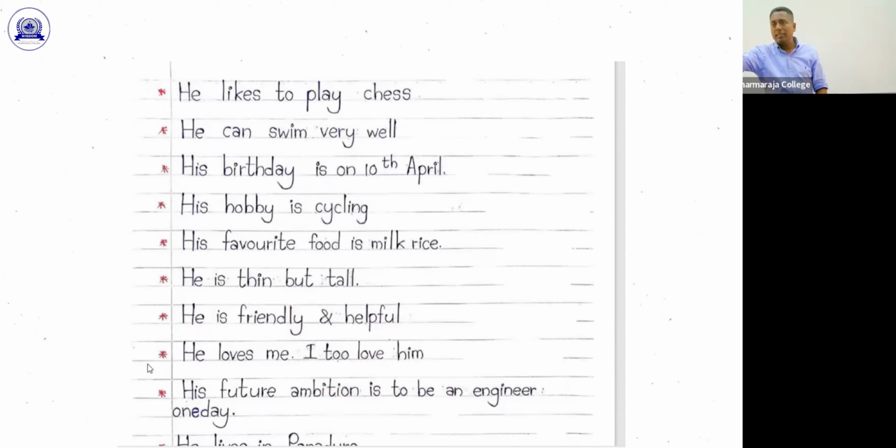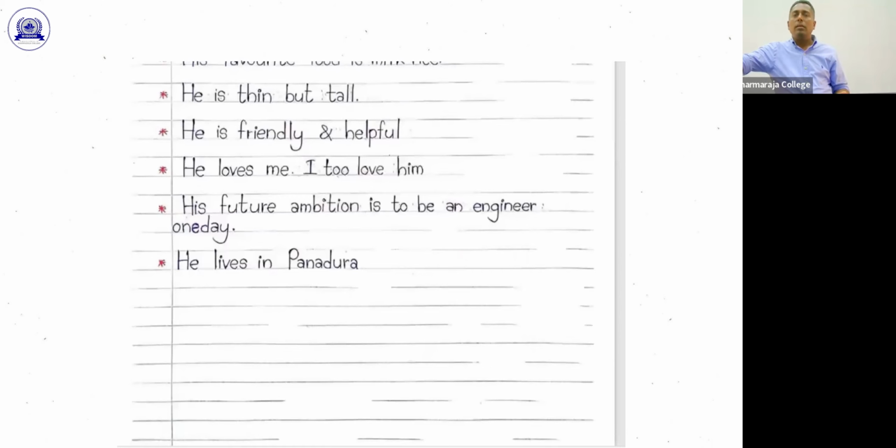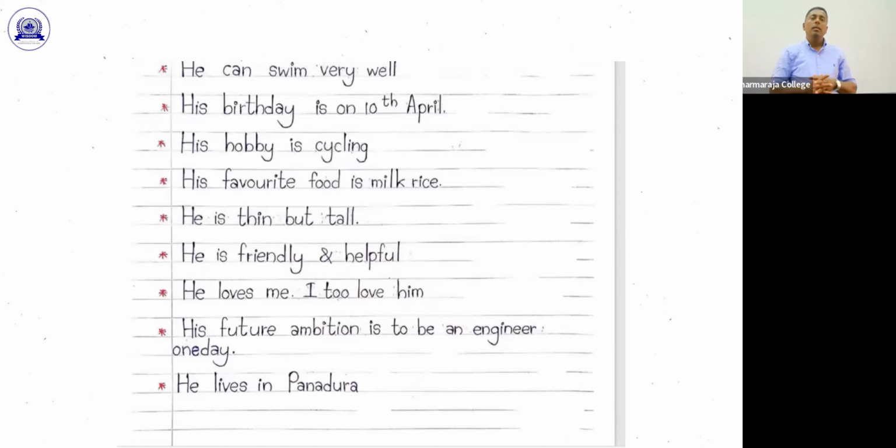He likes assembly. He can swim very well. His birthday is on 10th April. His hobby is cycling. His favorite food is milk rice. He is thin but tall. He is friendly and helpful. He loves me and I do love him. His future ambition is to be an engineer one day. He lives in Bali. Thank you.